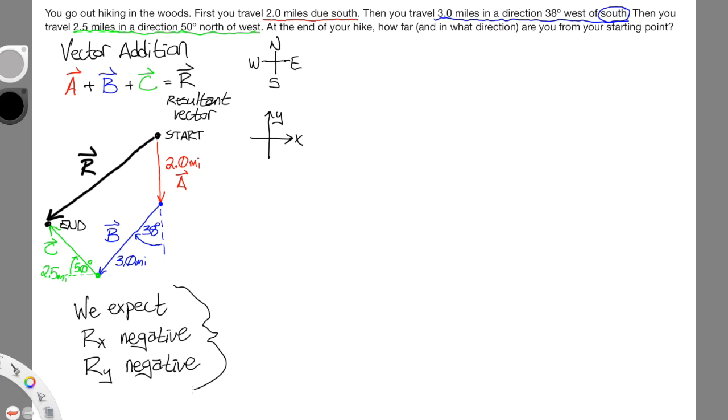To do this mathematically, we need to take our coordinate system and split our vectors into components. Because now that we have both the x and the y direction going on, it's not as simple as just adding and subtracting 2 and 3.0 and 2.5 until we get our answer. So we have to split vectors A, B, and C into their x and y components.